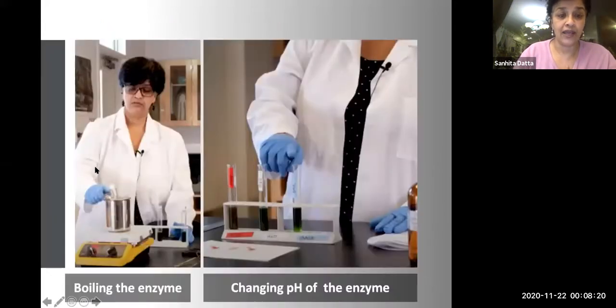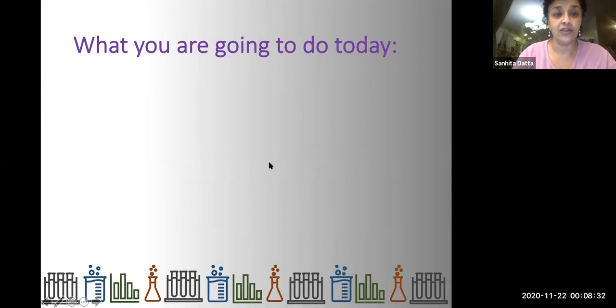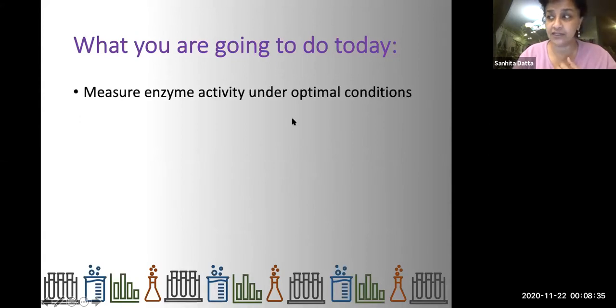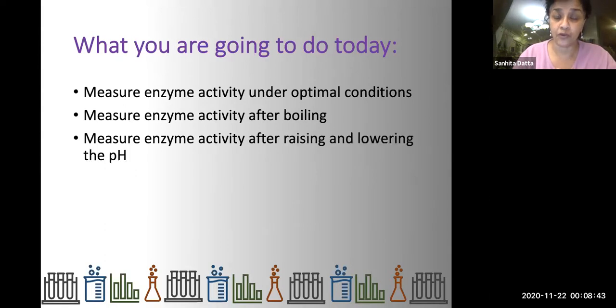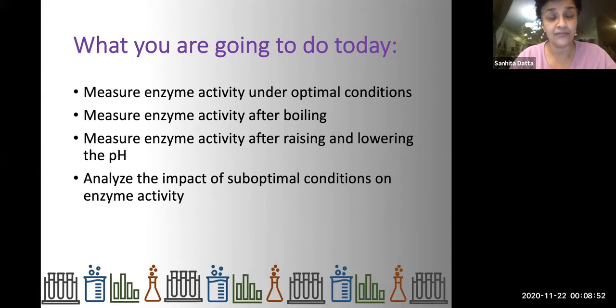So you are going to look at what happens when we boil enzymes, or what happens when we make the pH too low by adding acid or too high by adding base. Okay, so today you are going to measure enzyme activity under normal conditions, under optimal conditions. You're going to measure activity after you boil it. You are also going to lower the pH and raise the pH and see what the enzyme activity is like. And then you're going to analyze your data and see what the effect was of suboptimal condition on the activity level of the enzyme. All right, so let's get started.